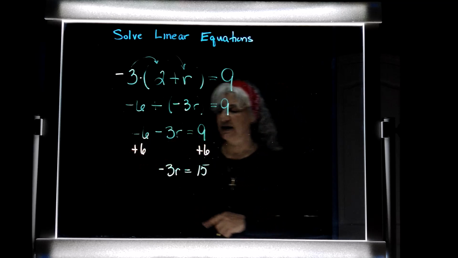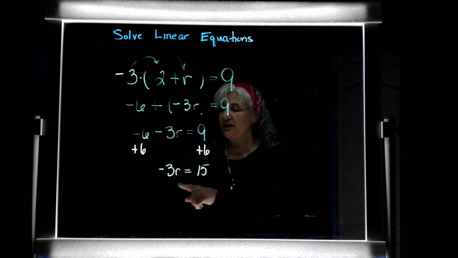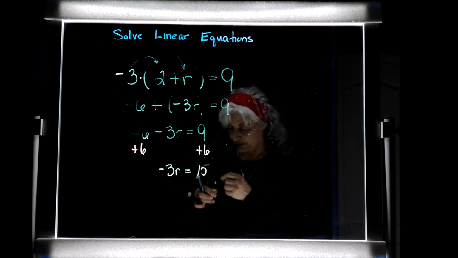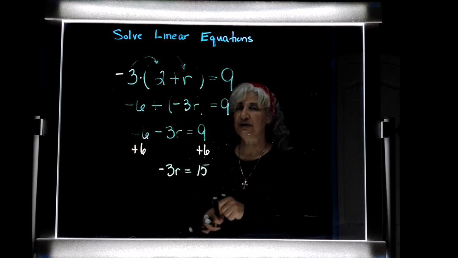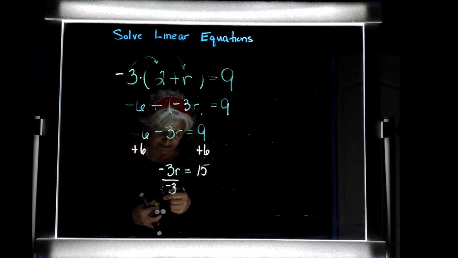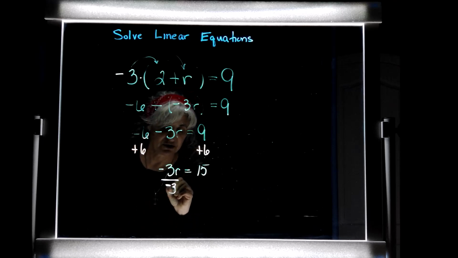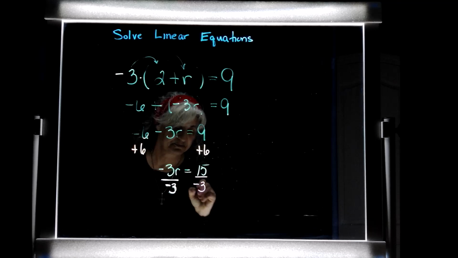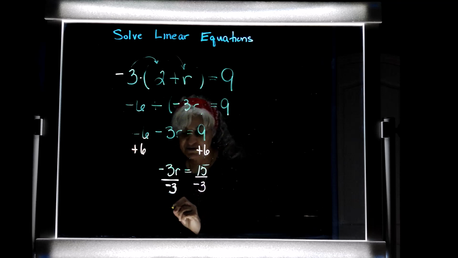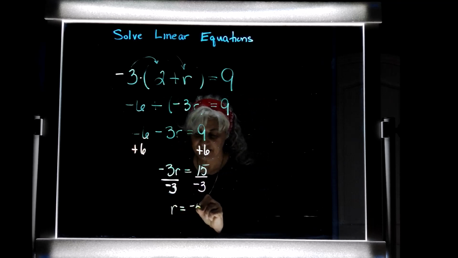Good? Okay. And now we're back to the same type of problem that we did a refresher on earlier. Between the r and this -3 is multiplication. So how do we break multiplication? We use division. So we're going to divide by -3. Just on the left side? Good. Also on the right side. So when you do that, on the left side remains the r, and on the right side, -5.